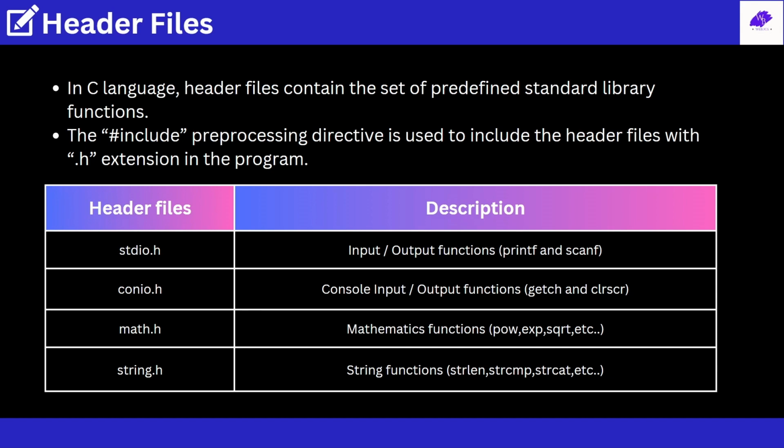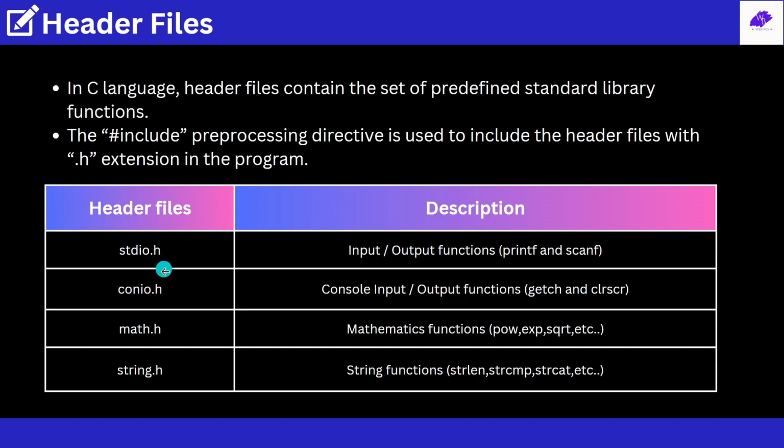The #include preprocessor directive is used to include the header files with the .h extension in the program. You have commonly seen the first line in a C program, that is #include <stdio.h>. So what does it actually mean? #include is a preprocessor directive, as it is written here. It includes the header files, and .h indicates the header file extension.